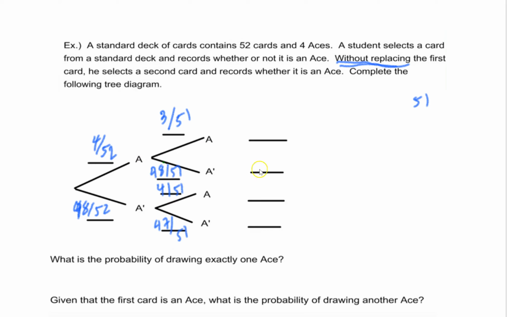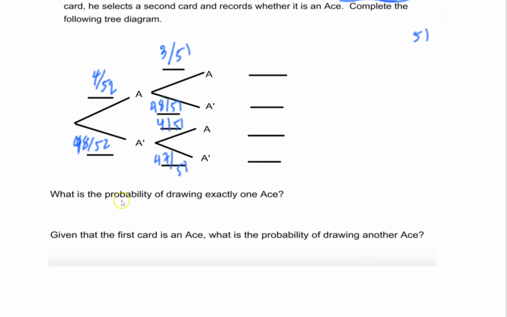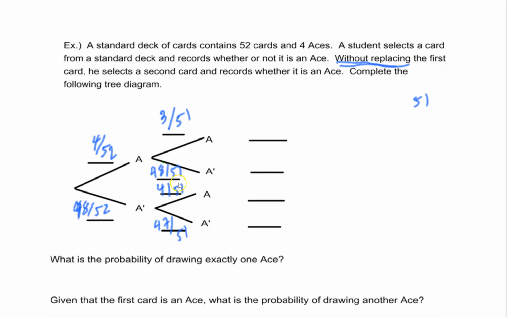Now you can fill out each one, but what's the probability of drawing exactly 1 ace? So right, odds of getting exactly 1 ace. The way that works is this. If I go up here, I got an ace. Now I only want 1 ace, so I got to go not ace. So ace and not ace, which would be 4 out of 52 times 48 out of 51.